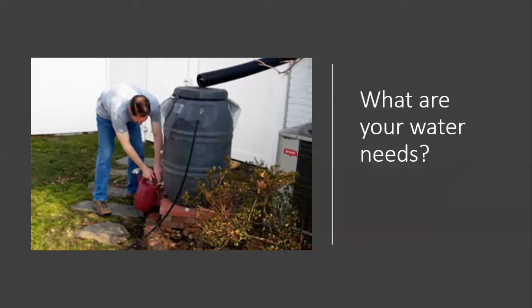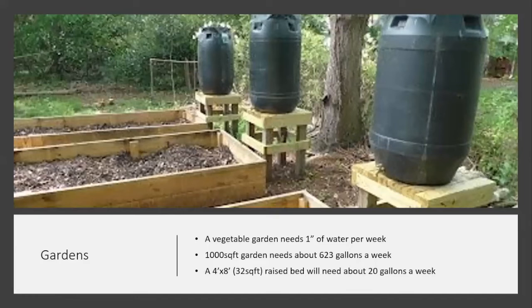Some people, however, like to use it to irrigate their vegetable gardens, which is a really great way to utilize your rain barrels. Some important considerations here. Vegetable gardens need about 1 inch of water per week. So if you have a 1,000 square foot garden, it's going to be the same amount of water that your 1,000 square foot house can produce, which is convenient. Basically, the size of the impervious surface you're collecting rainwater from translates to the amount of water coming off of it, essentially square foot to gardening needs. So again, a 1,000 square foot garden needs about 623 gallons of water a week.